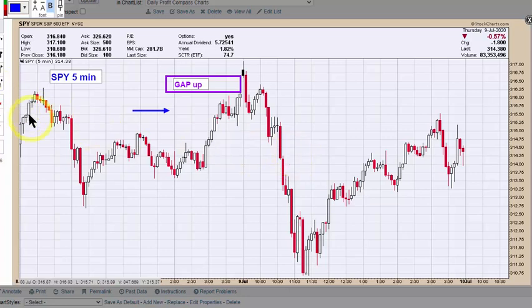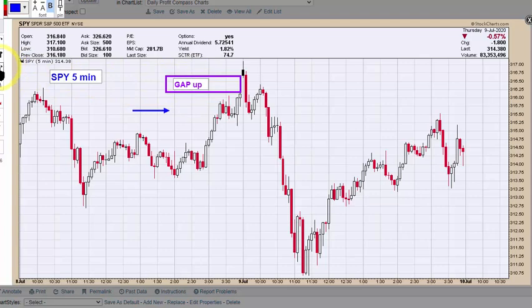So here we go. We've got a day here on the 5-minute. We're doing our pre-work. None of this has happened yet. This is in the future, so we really don't know that this has happened. We're doing our pre-work. We see that we're set to gap up in the pre-market.